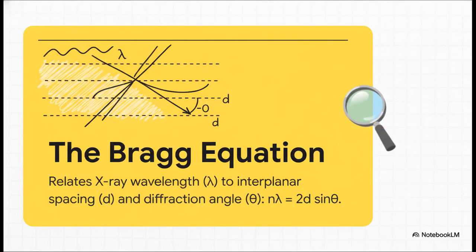And the whole thing is governed by this one beautiful little piece of physics, the Bragg equation. Think of it as the secret decoder ring. It connects the wavelength of the X-ray, which we know, and the angle it bounces off the atoms, which we can measure, to the one thing we really want to find out, the exact distance between those atomic layers. This equation is what turns a simple bounce into a precise blueprint.